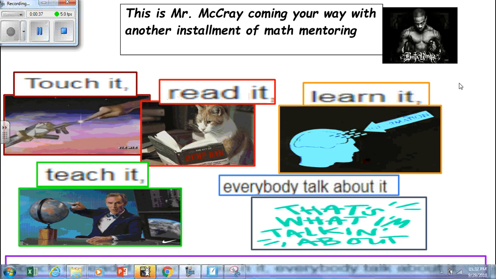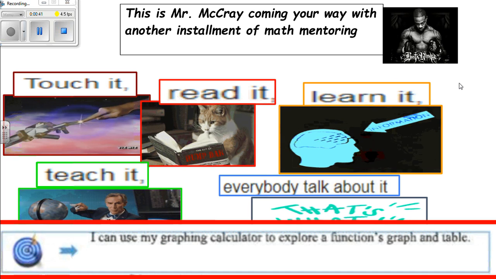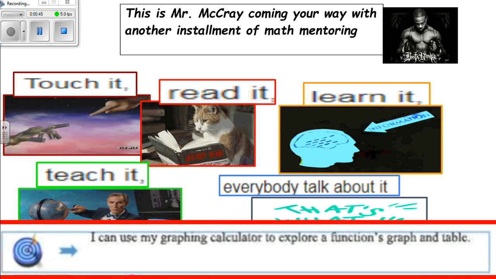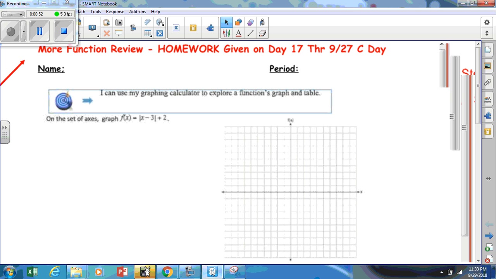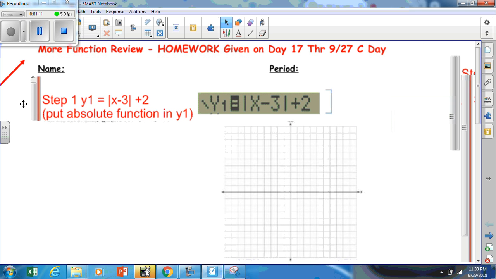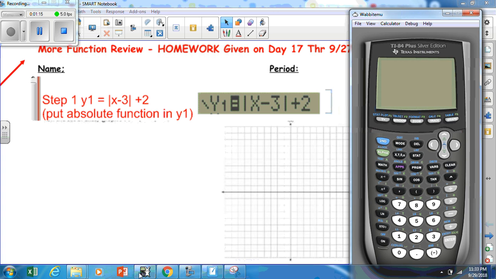In question number 1, we're asked, on a set of axes, graph the function absolute value of x minus 3, plus 2. In our very first step, graphing calculators at the ready, we need to go into our Y editor. I'm just going to clear this out. We need to put this function in. For those who may have forgotten, the cheat code for absolute value is second, catalog, enter. And we're going to put in absolute value of x minus 3, plus 2.